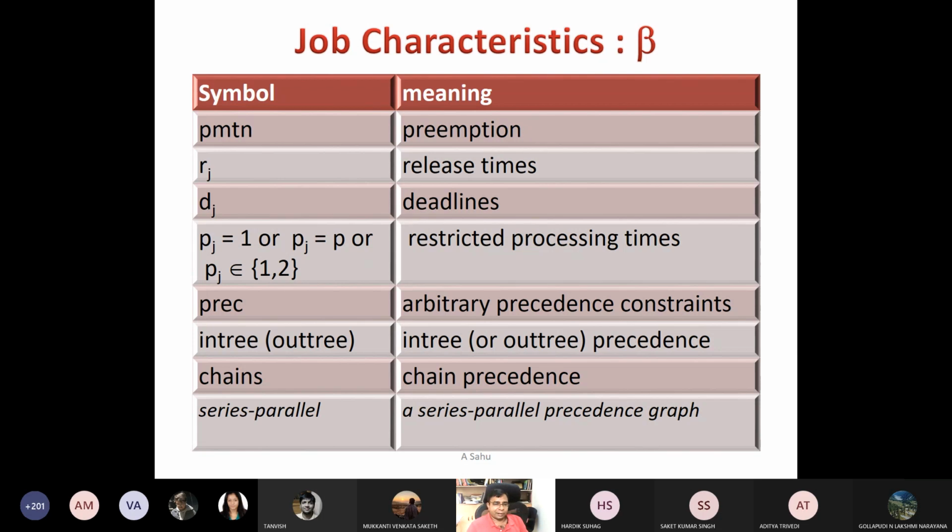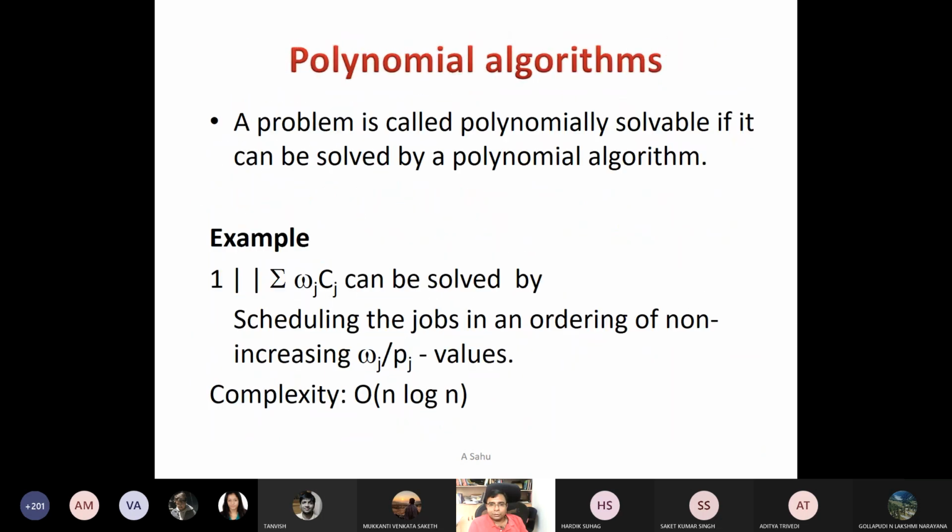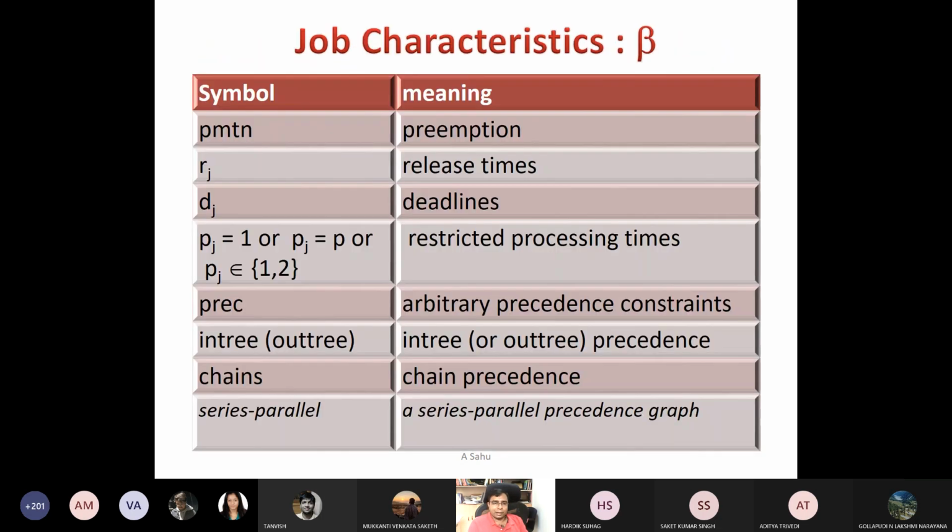Another thing is chain dependence. Chain dependence means every task has at most one predecessor and one successor, not more than that. There is chain, and series-parallel precedence graph. Let me show you the graph, whether I have it or not. I don't have it, so in the next classes we will see examples of all these things.